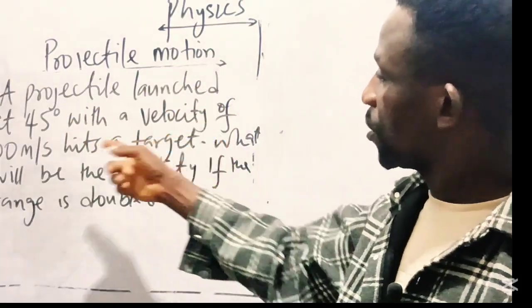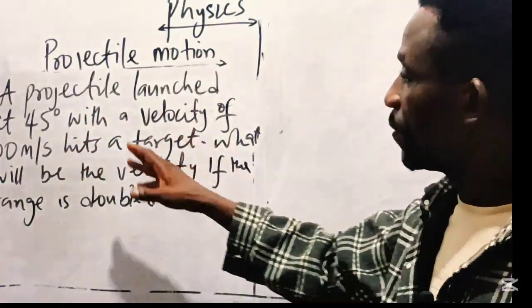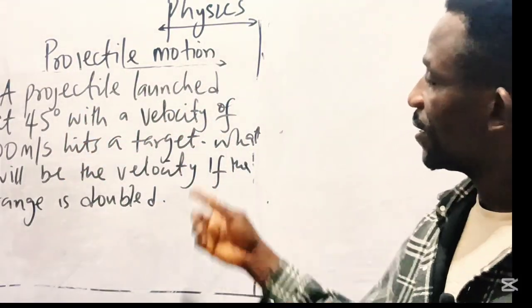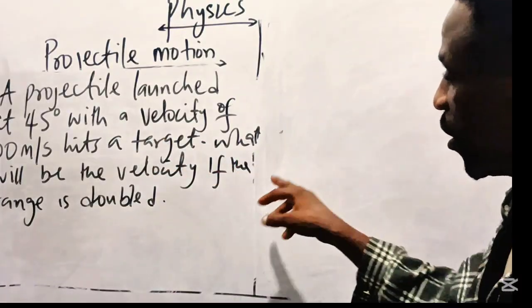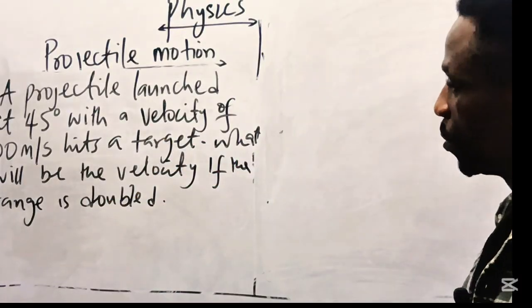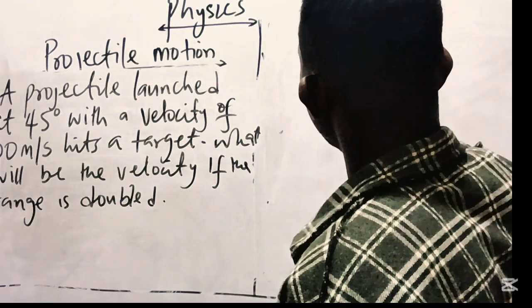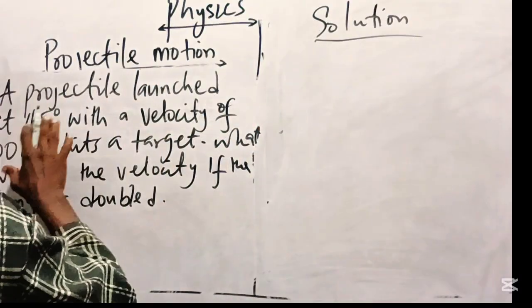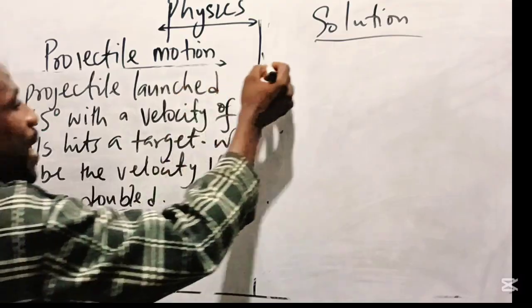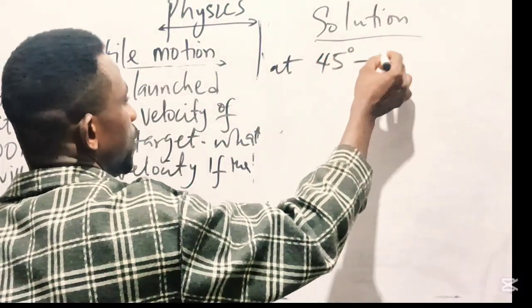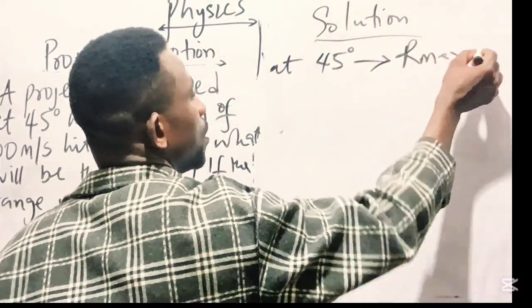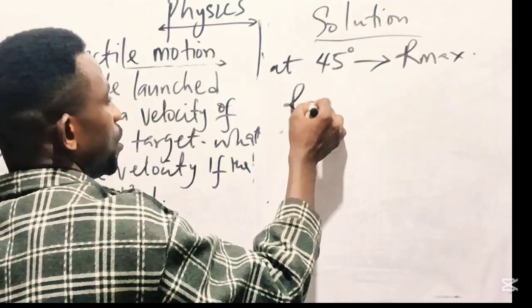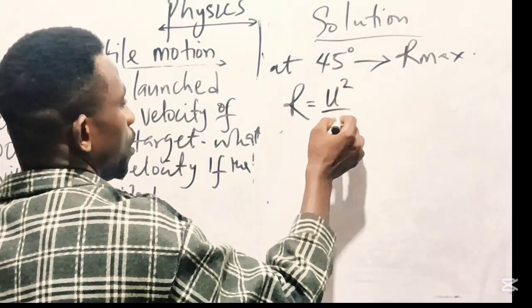A projectile launched at 45 degrees with a velocity of 100 meters per second hits a target. What will be the velocity if the range is doubled? First of all, we see the solution to the question. A projectile launched at 45 degrees. The moment you see 45 degrees, please take note, we have maximum range, so that our range is equal to U squared all over G.